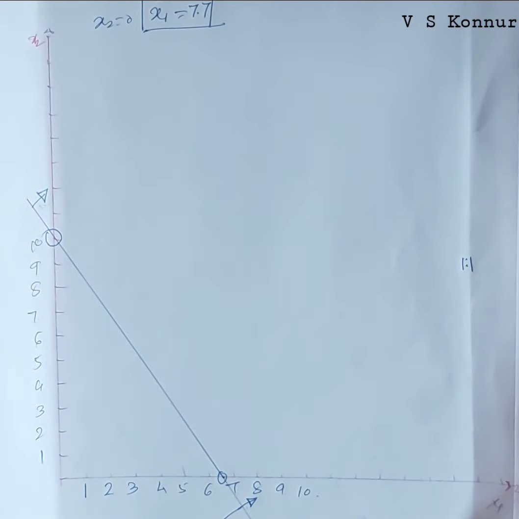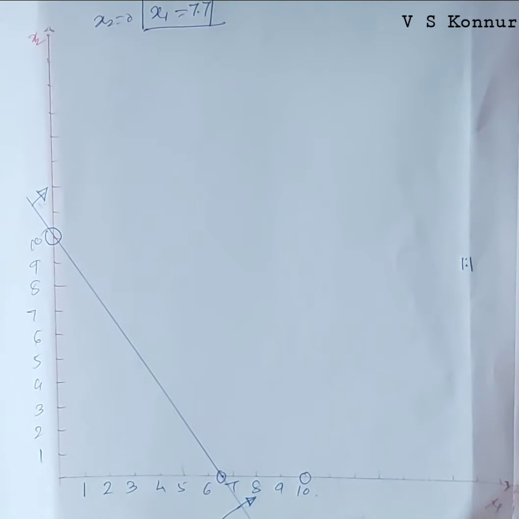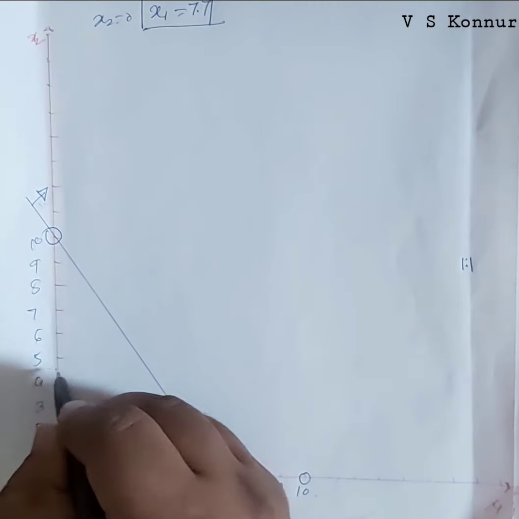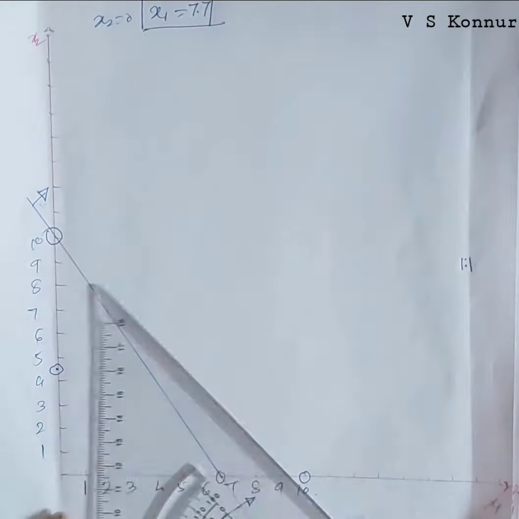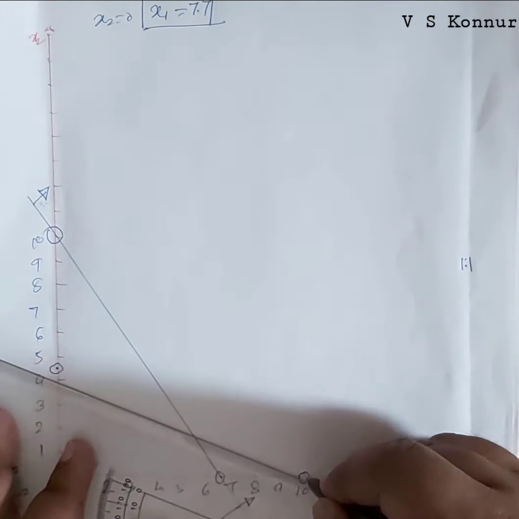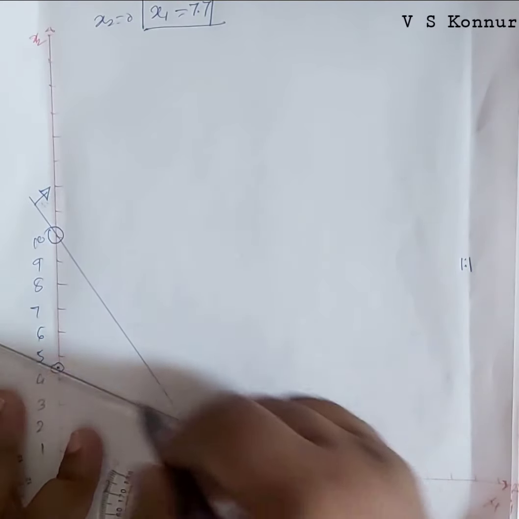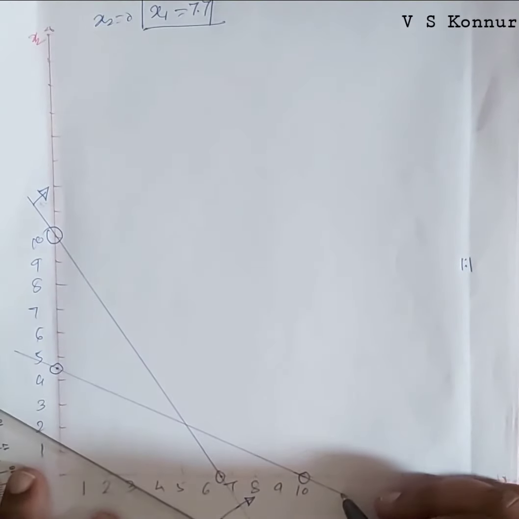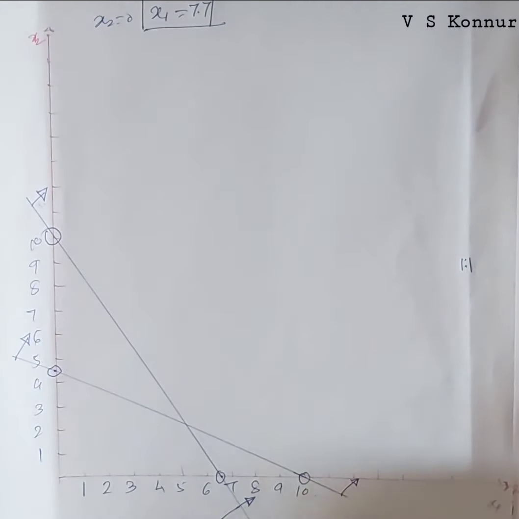Second line is x1 equal to 10, x2 is equal to 4.4. So we'll draw a line and it also has a greater than or equal to sign, and we'll join these two points. We'll extend on either side, and the arrow mark should be away from the origin.